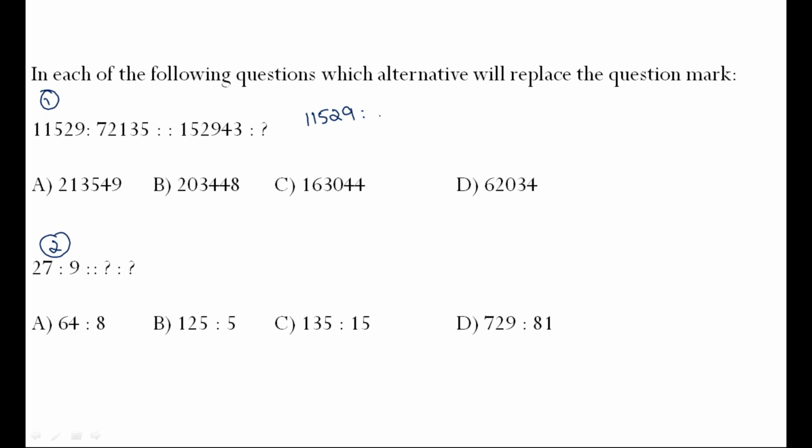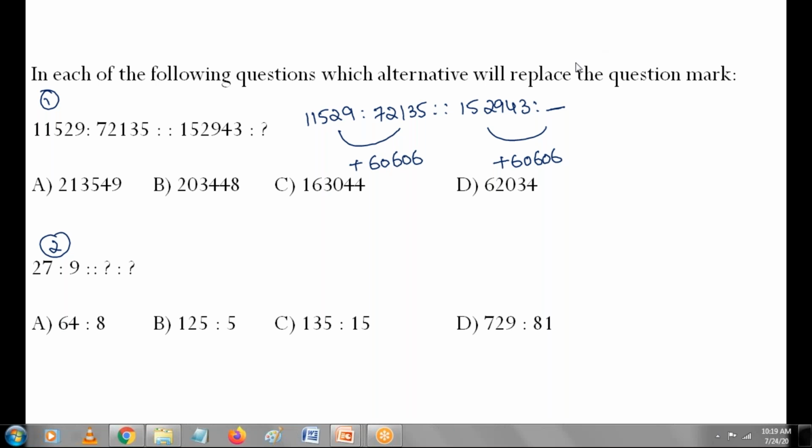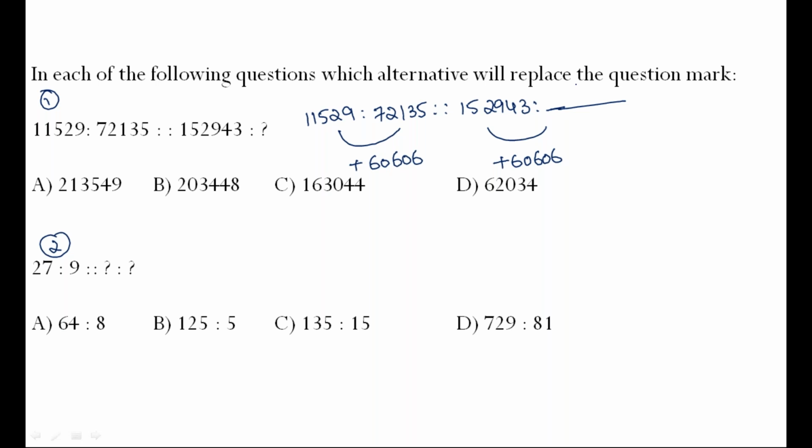Here, 11,529. The next number is 72,135. This is 1,52,943. What is the next number? Here, friends, you just try to link this. This is like adding 60,606. Now if you add, we'll get option E. For big numbers in general, they perform addition.